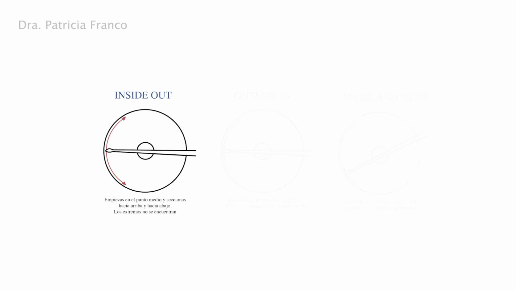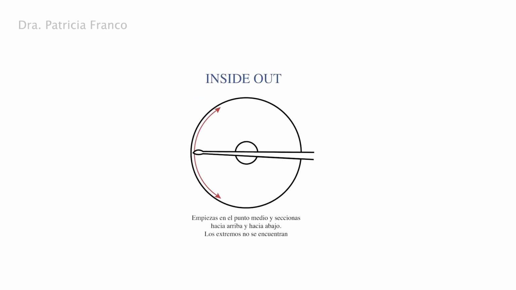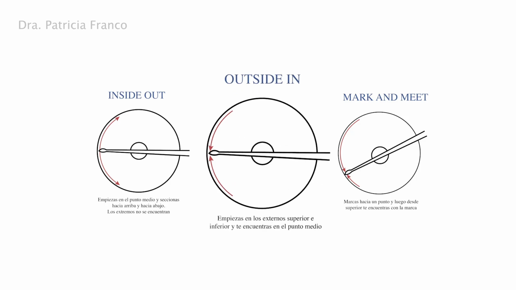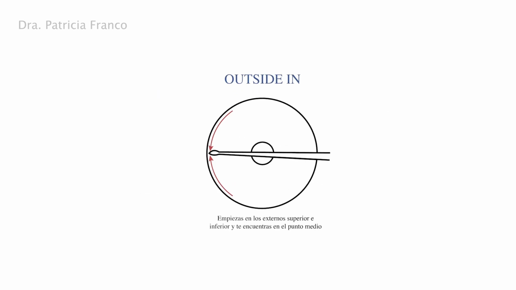Inside out, where you start at one point and go superiorly, and then back to the same point and go inferiorly. In this case, the ends do not meet. The outside in technique is when you start superiorly and go until one point, and then inferiorly until the same point. In this case, the ends do meet.